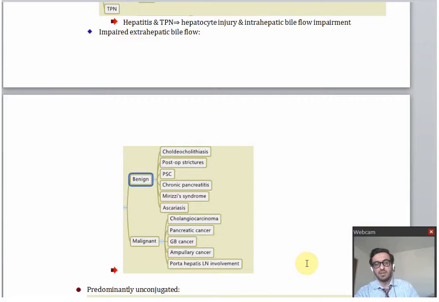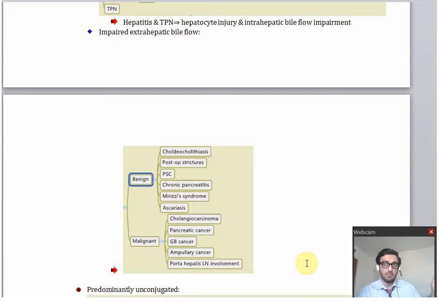Finally, we have the easiest category, the category of conditions that impair extrahepatic bile flow causing conjugated hyperbilirubinemia. They are benign or malignant conditions. You can think of any condition that just impairs the bile flow in the bigger biliary tract branches. Either benign conditions such as cholelithiasis, post-op strictures, primary sclerosing cholangitis. So again, remember, primary biliary cirrhosis is only impairing intrahepatic bile ducts, but primary sclerosing cholangitis impairs bile flow in both intra and extrahepatic bile ducts.